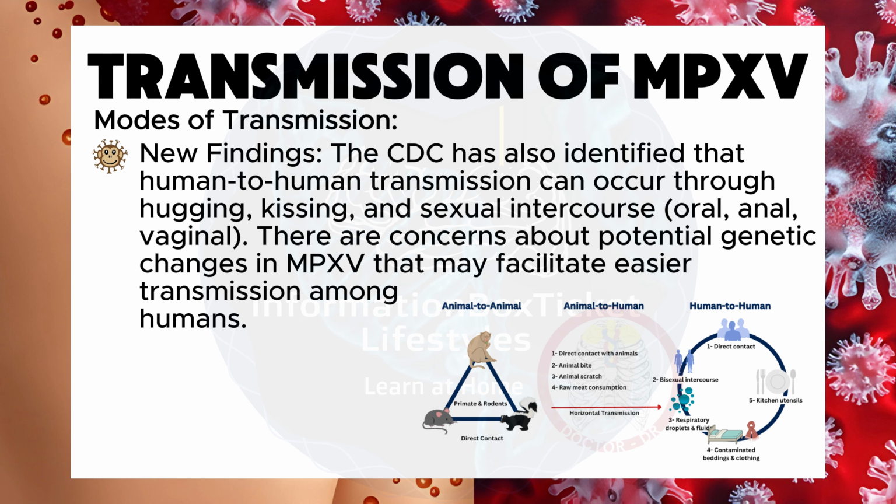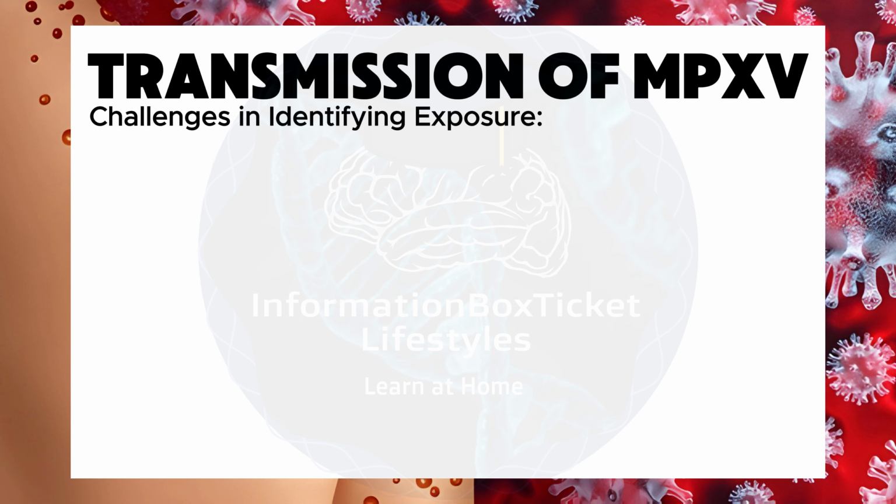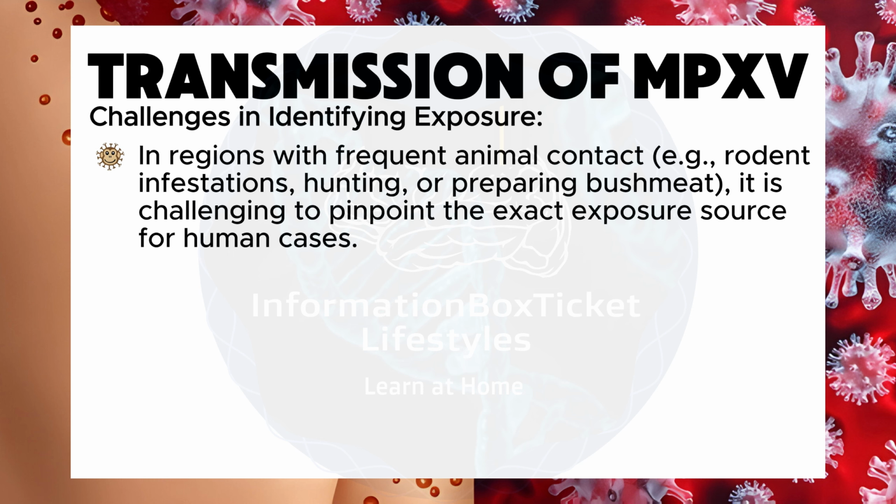New findings. The CDC has also identified that human-to-human transmission can occur through hugging, kissing, and sexual intercourse, oral, anal, vaginal. There are concerns about potential genetic changes in MPXV that may facilitate easier transmission among humans. Challenges in identifying exposure. In regions with frequent animal contact, for example, rodent infestations, hunting, or preparing bushmeat, it is challenging to pinpoint the exact exposure source for human cases.